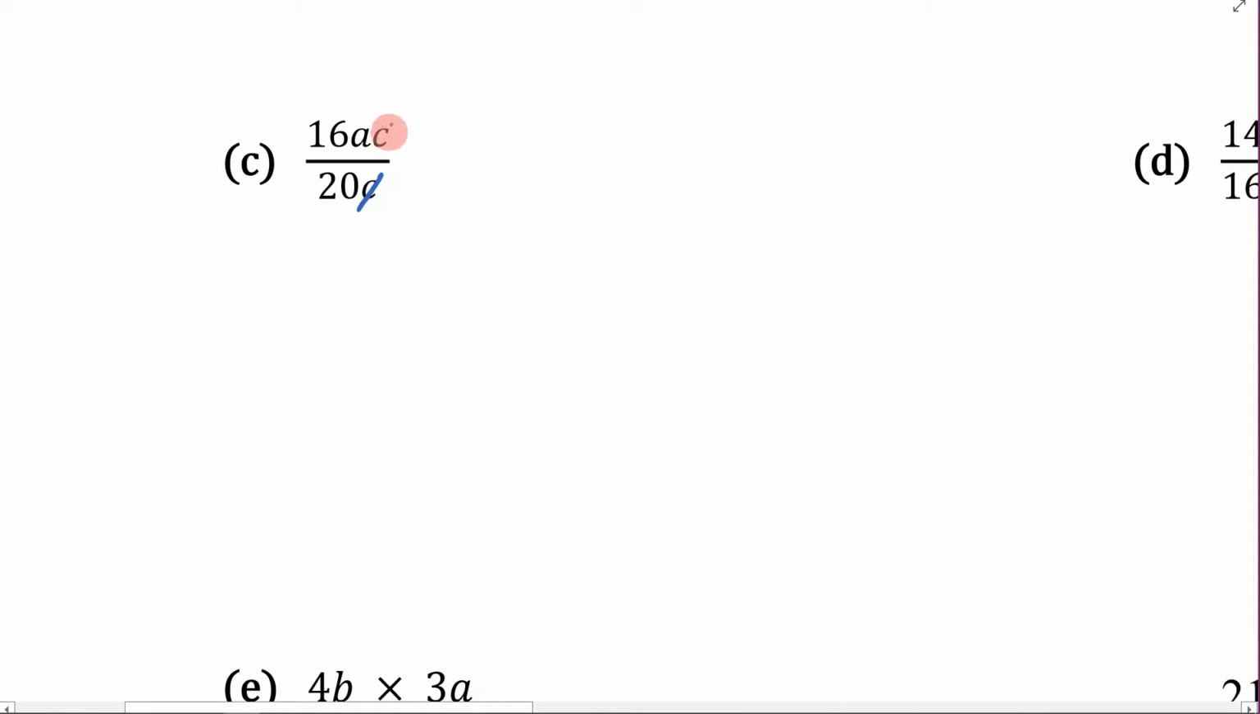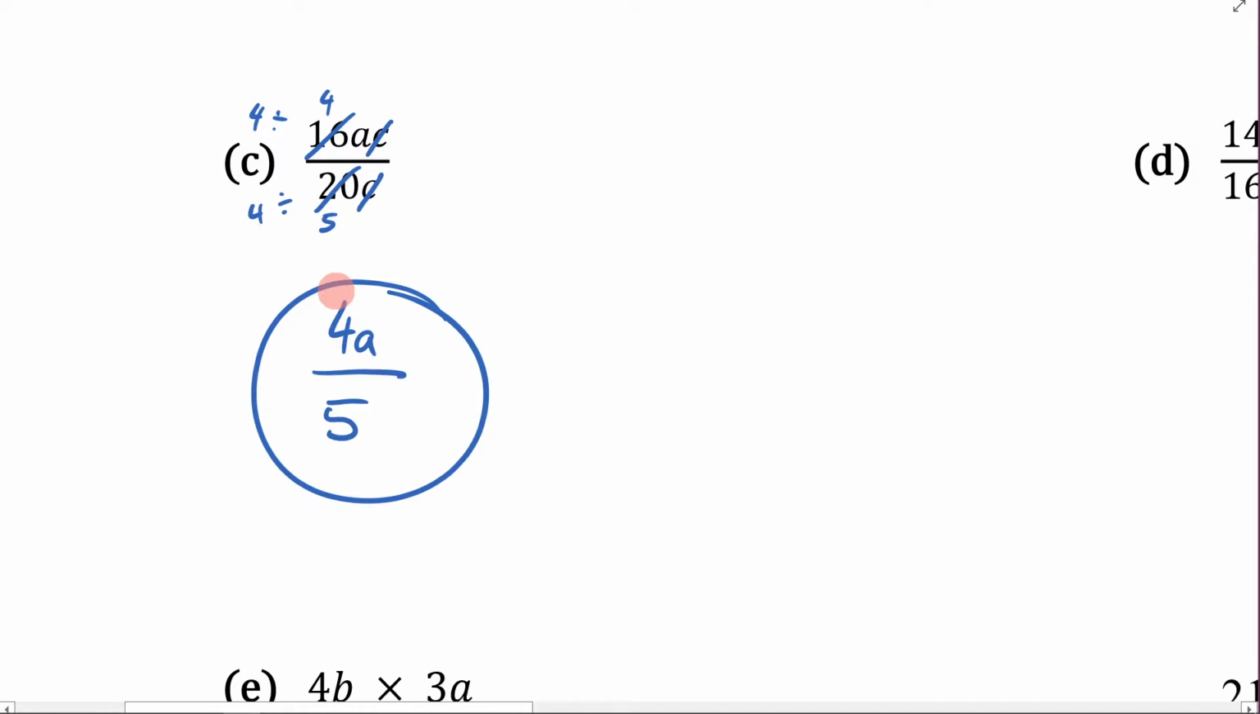This C will cancel with this C, and then I can divide these both by 4. 16 divided by 4 is 4, and 20 divided by 4 is 5. So this is going to be 4A on 5. That's going to be my answer. Let's move on to the next one.